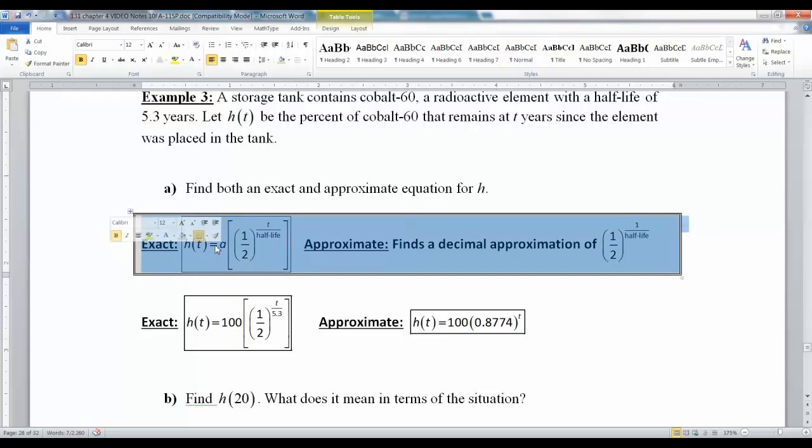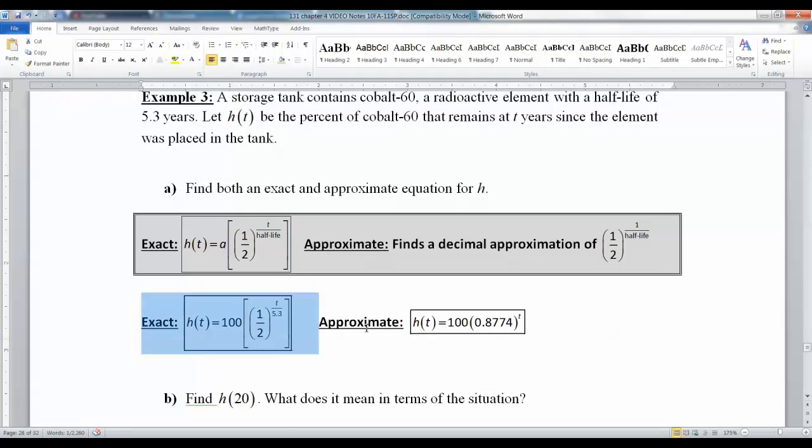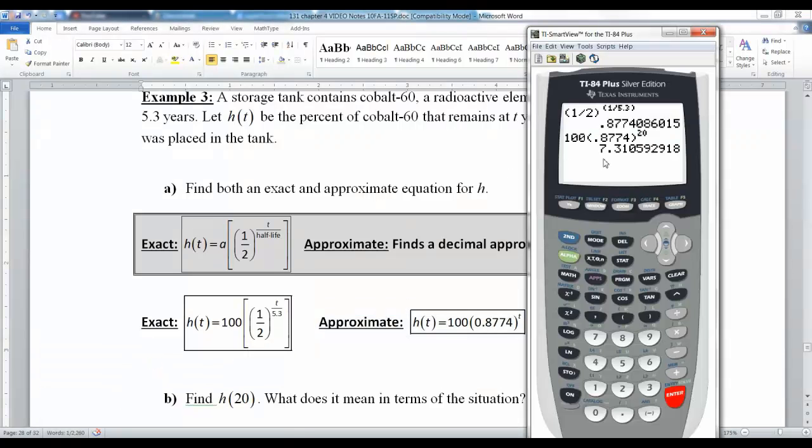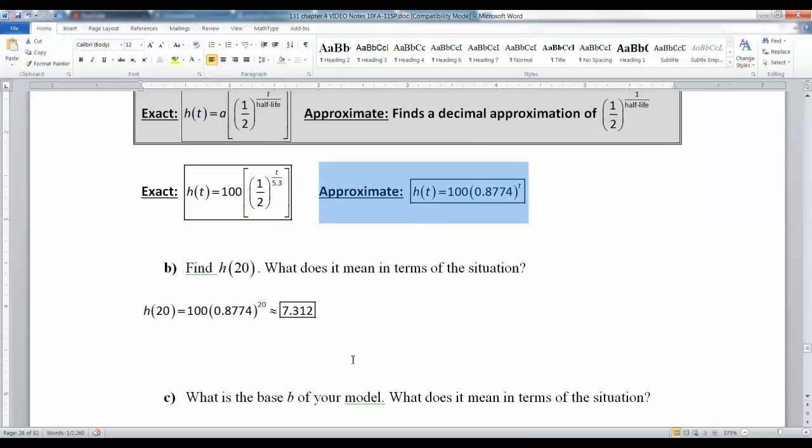So half-life is always A, which is your starting amount, times one-half to the t over whatever the half-life is. And then the decimal approximation finds 1/2 to the 1 over half-life and substitutes it. Okay? So I gave you this example here. We had 100% to start with. There's the exact equation right there. And then we found the decimal approximation by using our calculator to do whatever 1/2 to the 1 over 5.3 is. Okay. Then we found h of 20, which is right there, 7.312.